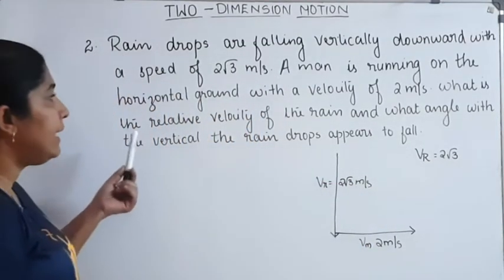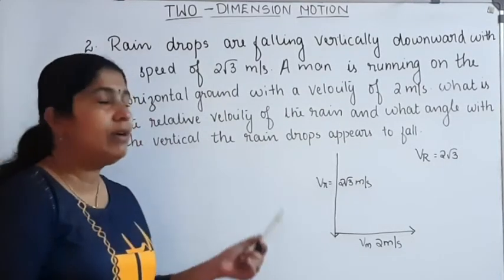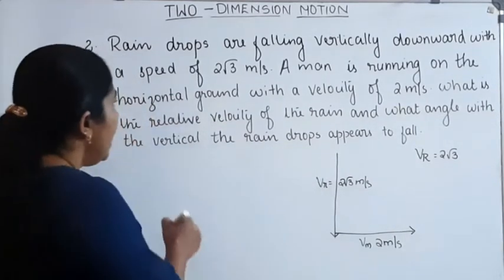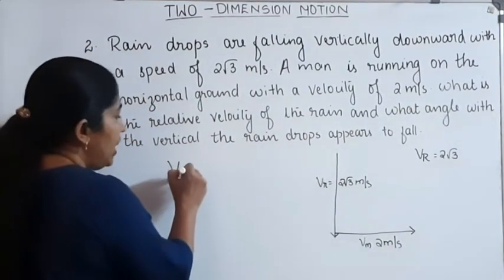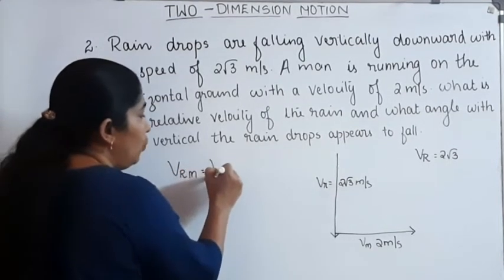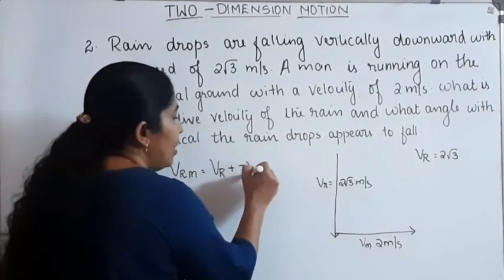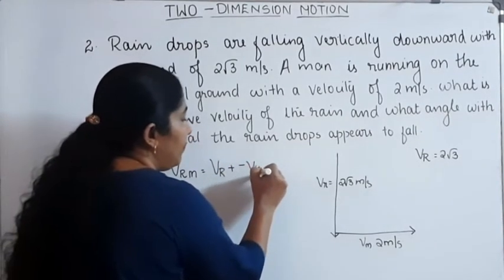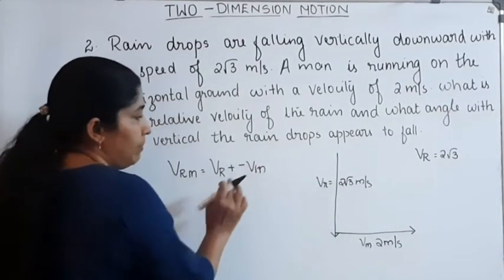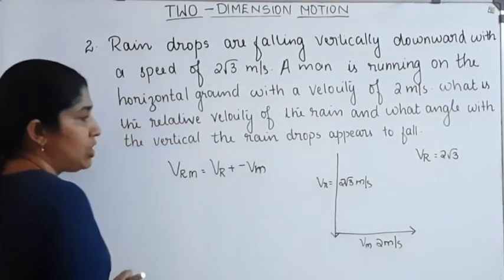What is the relative velocity of rain? Relative velocity of rain means relative velocity of rain with respect to man. Relative velocity of rain with respect to man is equal to velocity of the rain plus or minus velocity of man, Vr plus minus Vm. This is the equation for the relative velocity in two-dimensional motion.